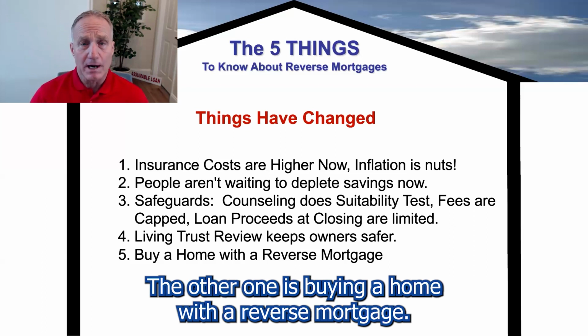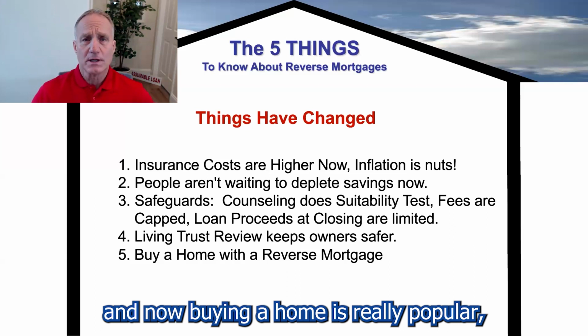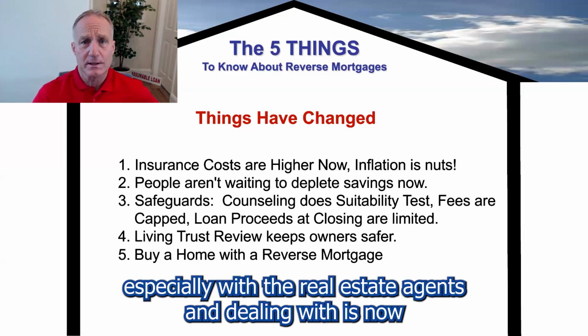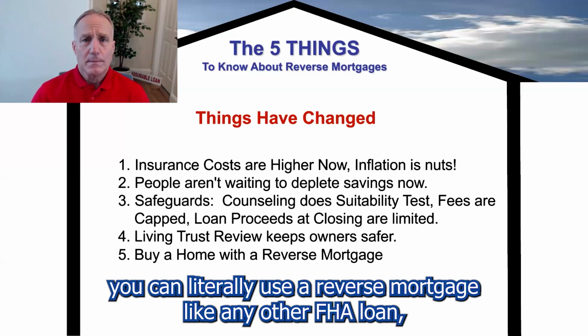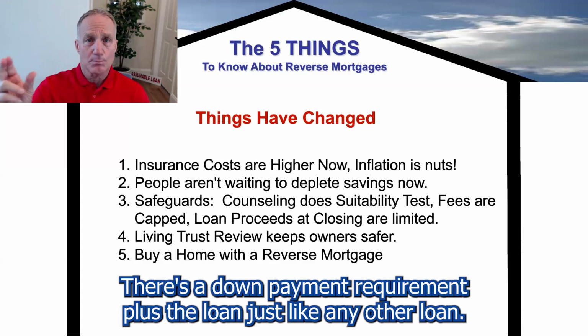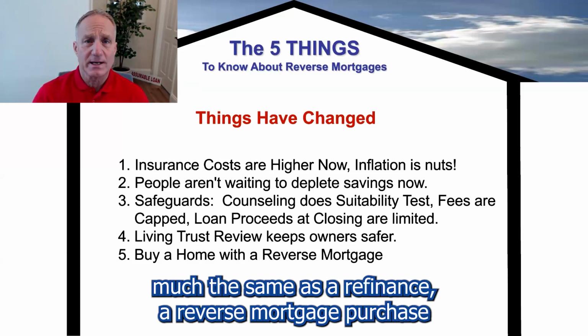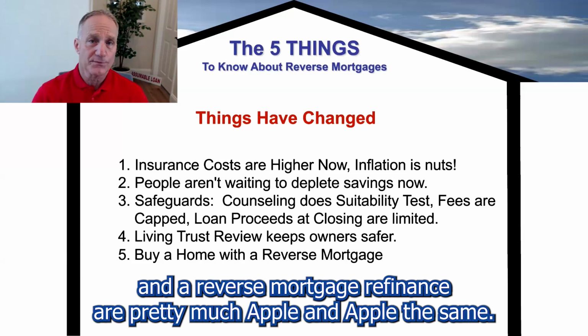The other one is buying a home with a reverse mortgage. Before, you used to only have to refinance, and now buying a home is really popular, especially with the real estate agents I'm dealing with. Now you can literally use a reverse mortgage like any other FHA loan, and you can get a loan to buy the home. There's a down payment requirement plus the loan, just like any other loan. So those are really popular, and they're pretty much the same as a refinance. A reverse mortgage purchase and a reverse mortgage refinance are pretty much apple and apple the same.